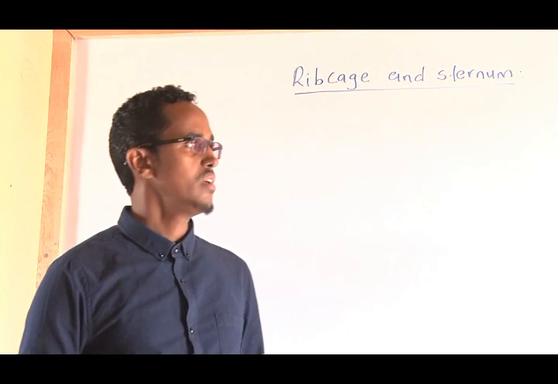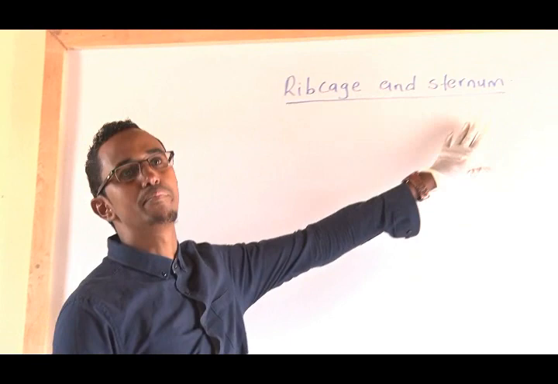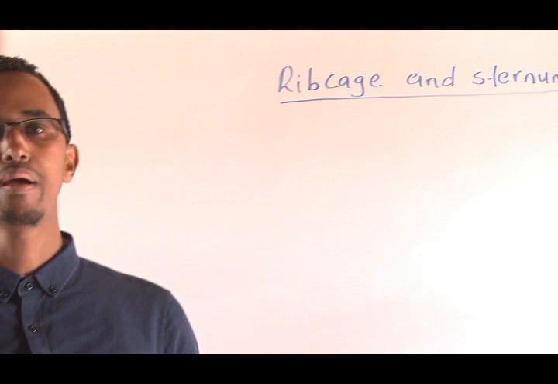We are still doing locomotion, or support and movement in plants and animals. Our lesson today will be the ribcage and sternum. In our previous lesson, I introduced the parts of the endoskeleton, you remember? I said, endoskeleton in mammals.